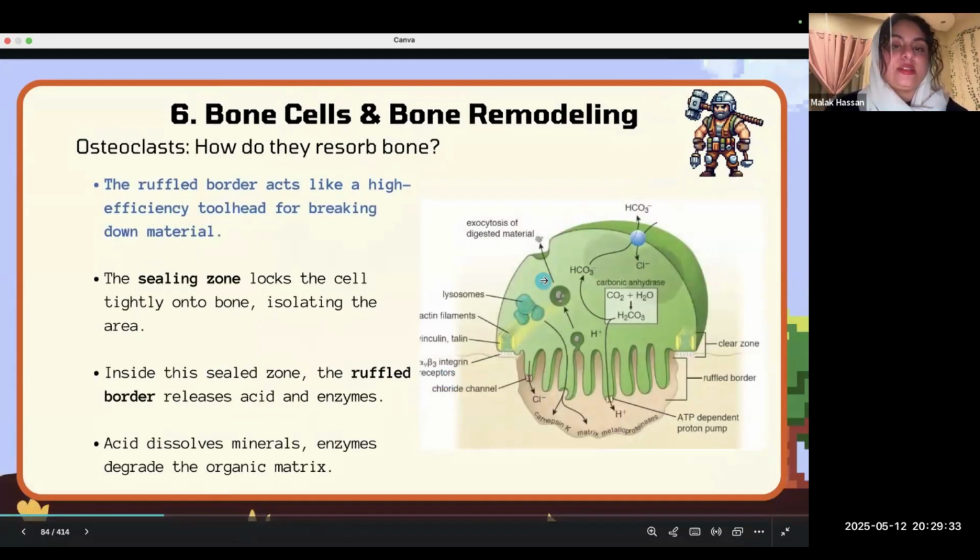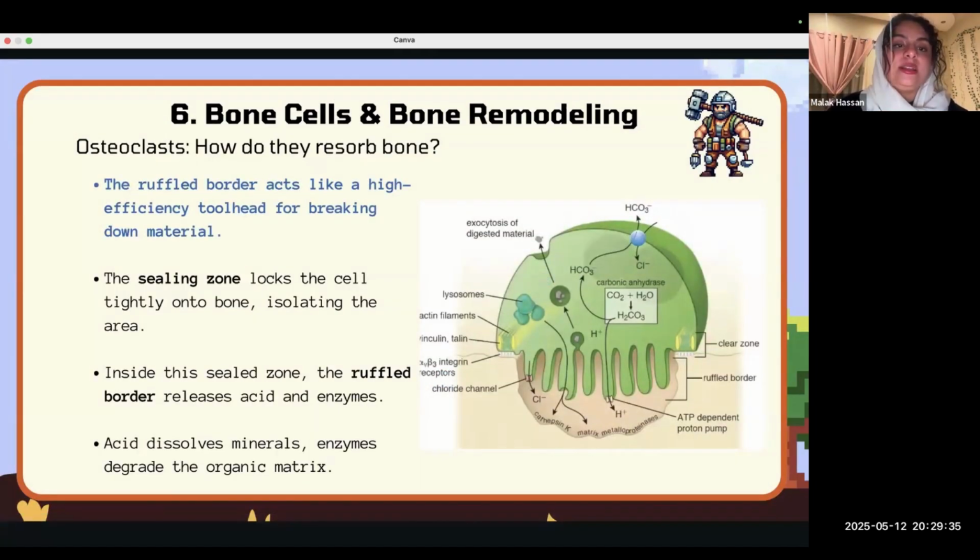Now, how do osteoclasts resorb the bone? They act kind of like a high efficiency tool head, like a chainsaw, if you will, for breaking down material. They seal onto the area that they're going to resorb, and they form something called a sealing zone. It locks the cell tightly onto the bone, so it kind of seals it. And in this area, the ruffled border is going to release acids and enzymes, and those are going to dissolve the minerals and degrade the organic matrix.